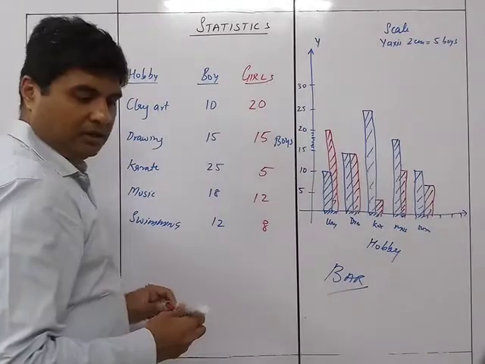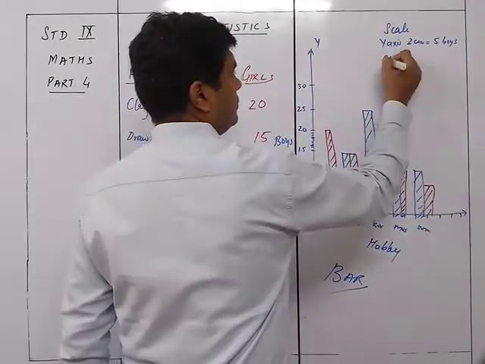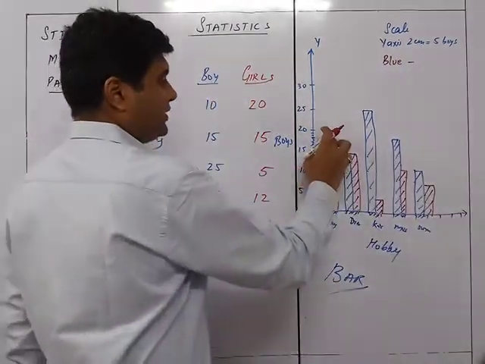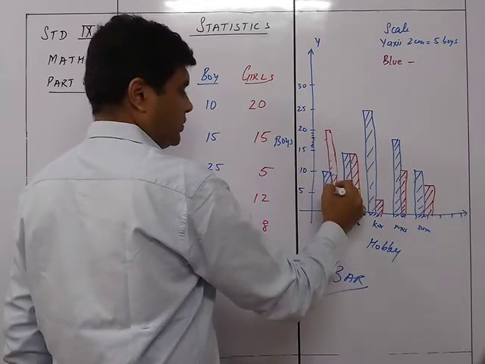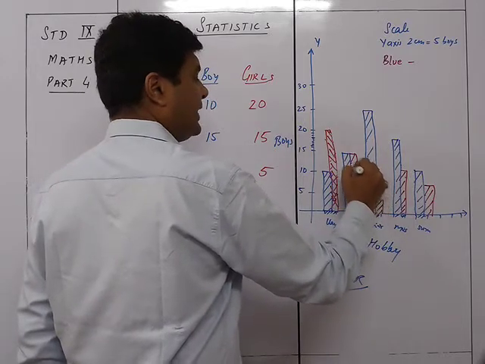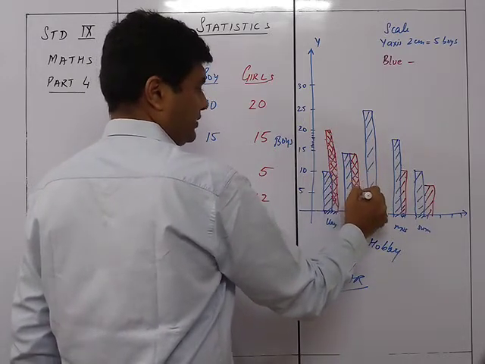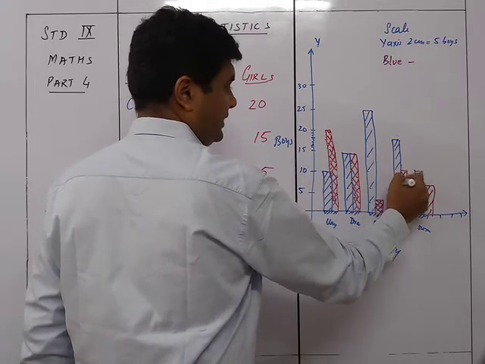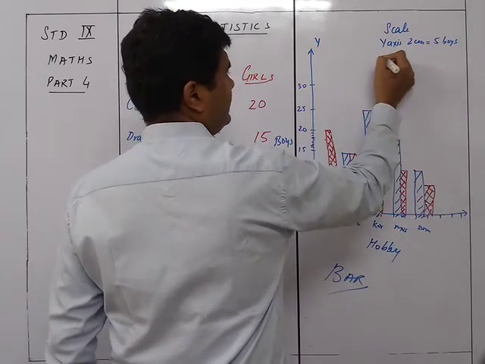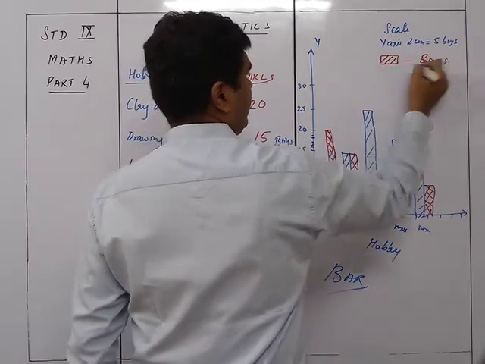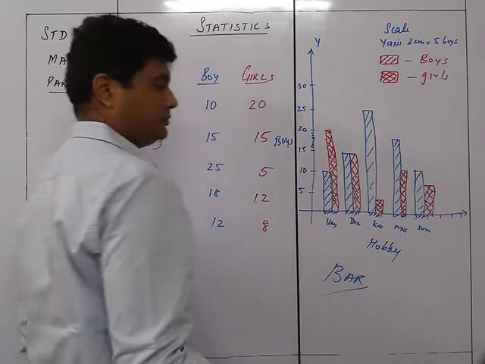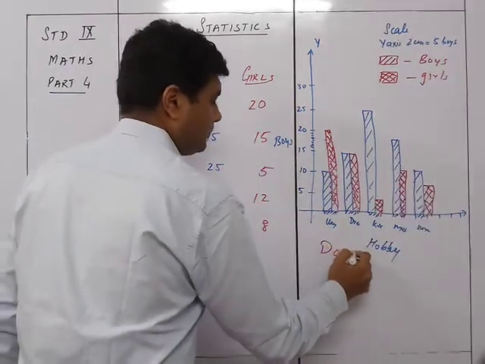So we can write over here blue, or we can shade it in a different manner. So what we do is that we don't shade it like this, we shade it like this. Over here we shade it the opposite way, or make it cross. Let's make it cross. So that we are able to identify more easily and you are not making any mistake. So if it is like this, it is boys, and if it is like this, it is girls. So this is a double bar graph.